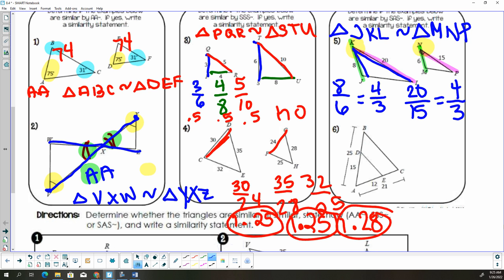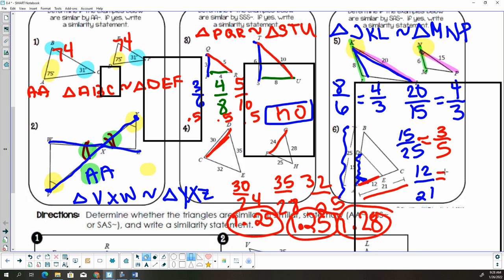Let's take a look at question 6 together because it looks a little different from question 5. Here you still have two triangles, but the smaller triangle is inside the larger triangle. And it looks like the included angle is the angle that they share, angle A. So we can check, does 15 over 25 equal 12 over 21? Because here is short side to long side, short side to long side. Can you check and let me know?